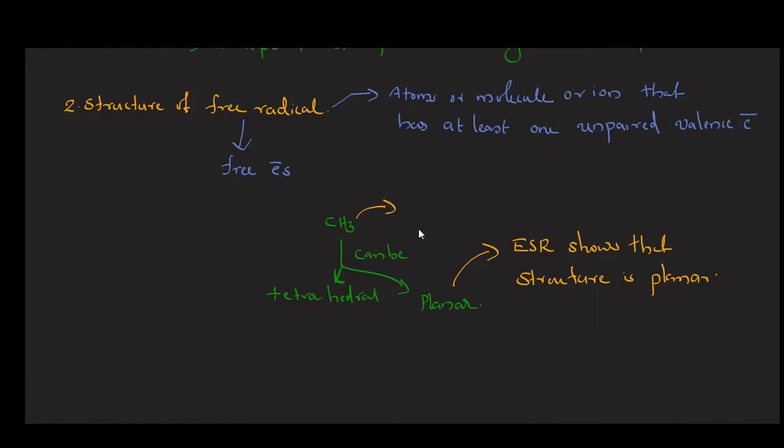CH3 is an example of a free radical. From the geometry of CH3, it can be either tetrahedral or planar, but CH3 is a free radical, that is, it has a free electron, an electron with unpaired spin. So we can use ESR for structure determination, and ESR shows that the structure of CH3 is planar.